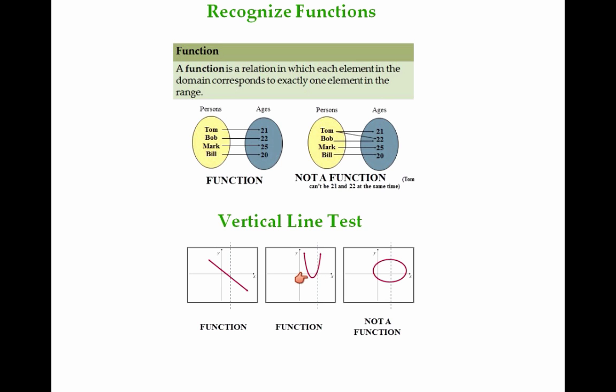However, this ellipse is not a function. The parabola is a function also, right? Because if I draw a vertical line through a parabola and move this line throughout the graph, it's going to intercept the graph at one point and one point only. So that's a function. However, the ellipse is not a function because if I draw this line here, it would intercept at more than one point, right? So that violates the vertical line test.